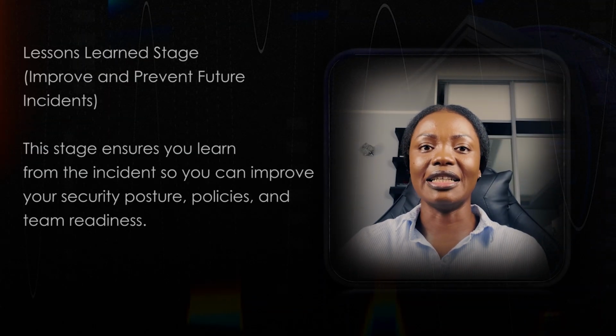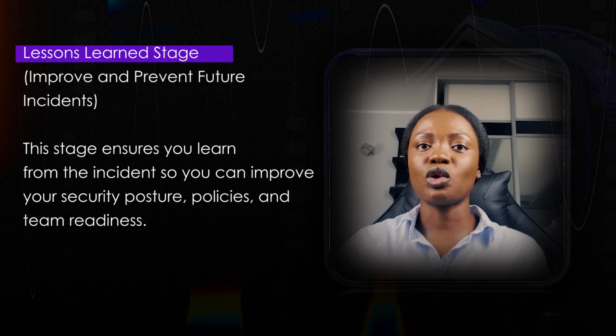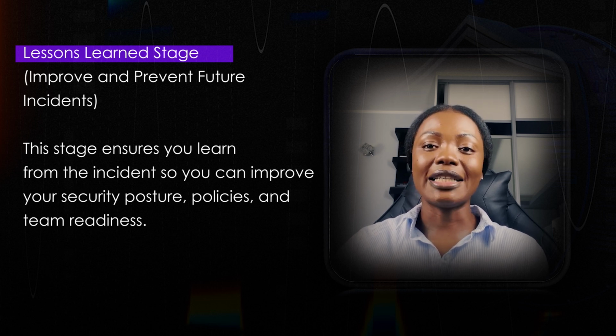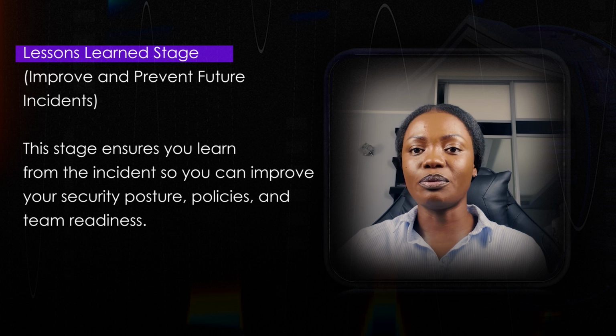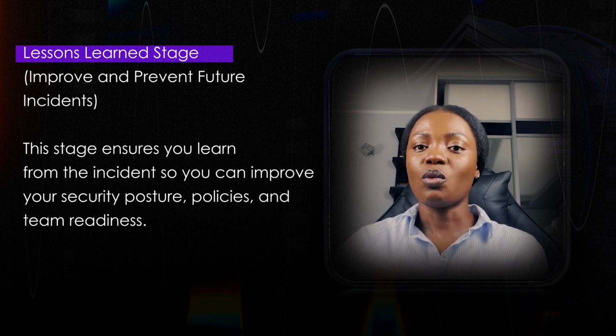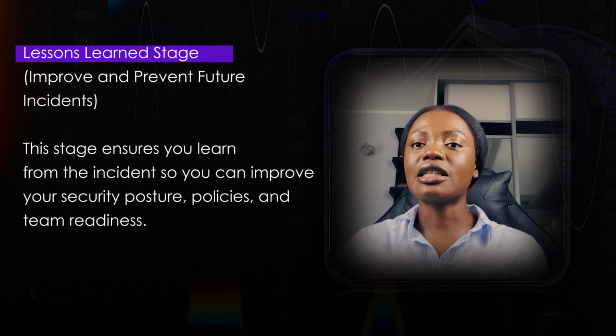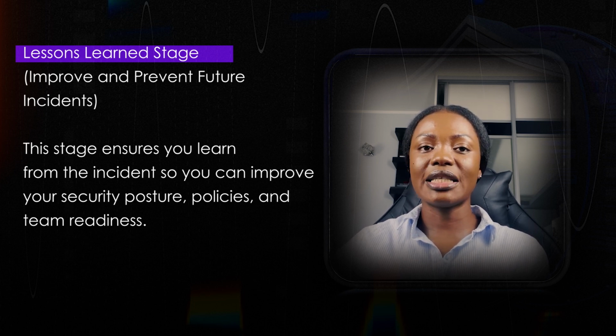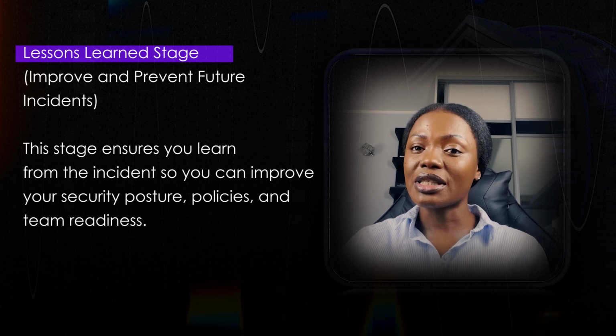Now, what about lessons learned? In this stage of lessons learned, you are trying to improve the security posture and security policies. You're sitting down and trying to understand what really happened. Why did it happen? Was it negligence on the part of somebody? Was it that a particular vulnerability was not patched? Was it an insider threat, where somebody exfiltrated data from the system? Lessons learned entails a series of meetings where people will sit and understand what happened. How was it detected?